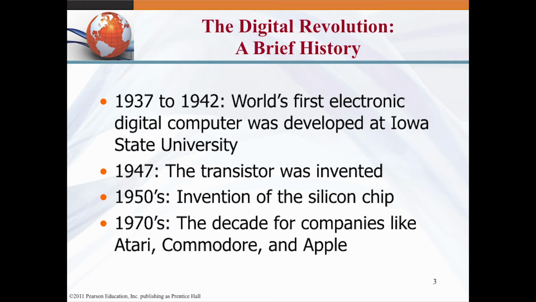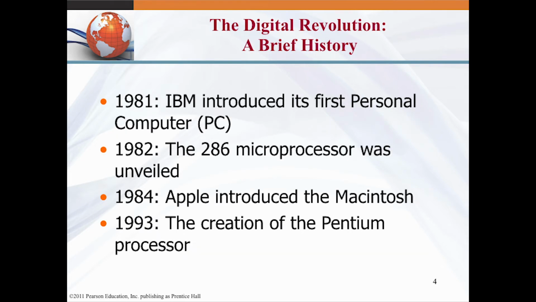Between 1937 and 1942, the world's first electronic digital computer was developed at Iowa State University. In 1947, the transistor was invented. In the 1950s, the invention of the silicon chip took place. The 1970s was the decade when companies like Atari, Apple, and Commodore started. In 1981, IBM introduced its first personal computer. In 1982, the 286 processors were unveiled. In 1984, Apple introduced the Macintosh, and in 1993, the Pentium processors were created.